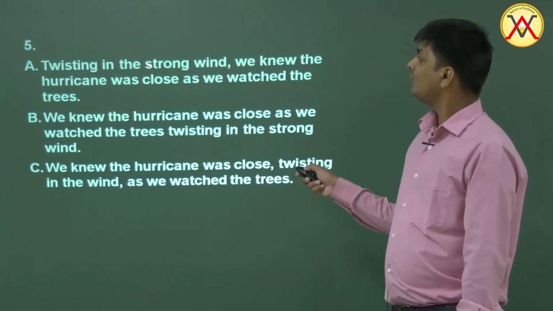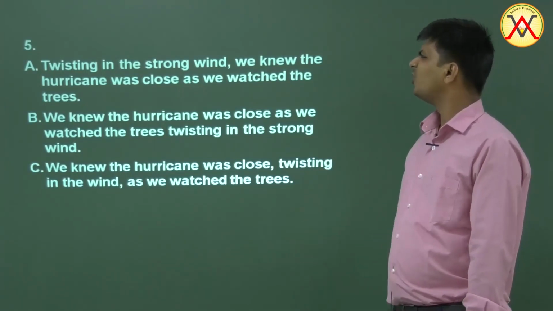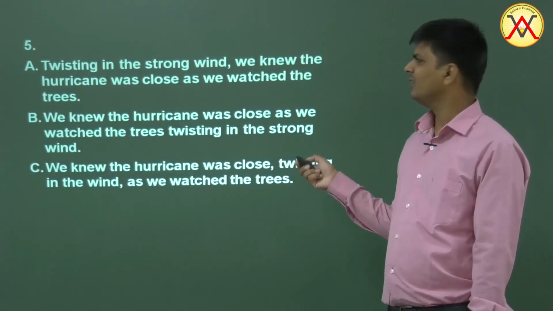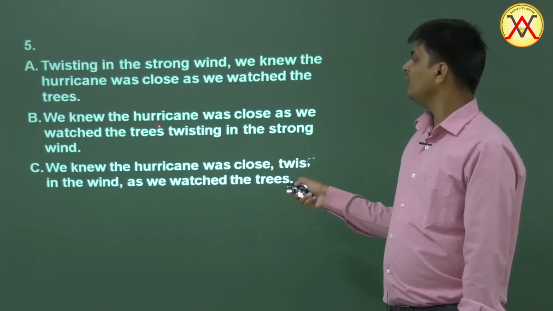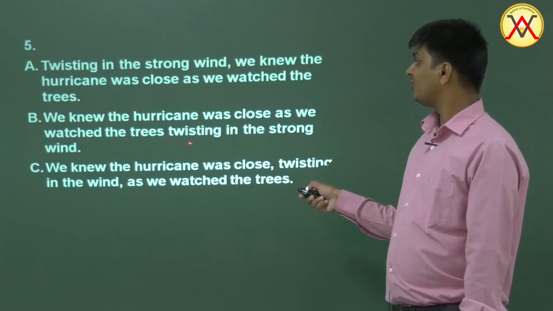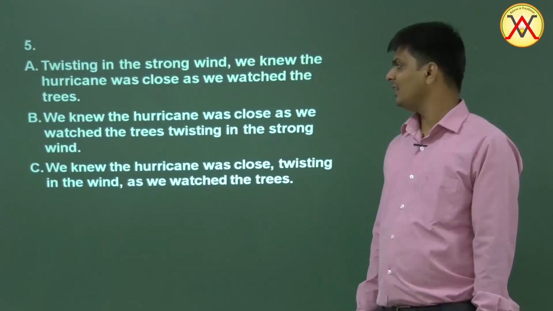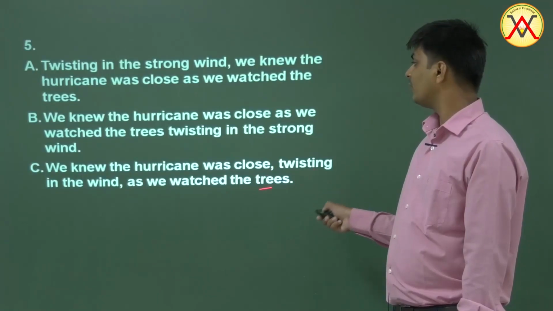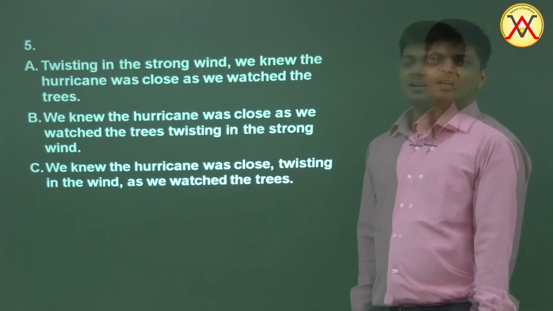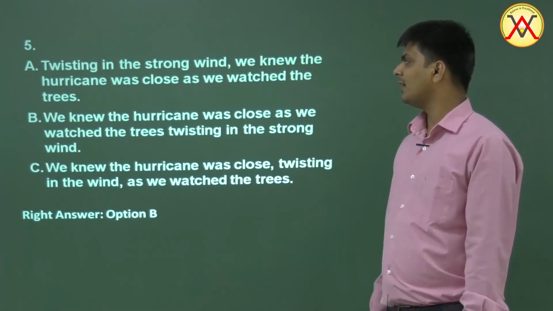The next one. "Twisting in the strong wind, we knew the hurricane was close as we watched the trees." Twisting in the strong wind. Well, who's twisting here? We? We're not twisting. It's wrong. Again, "We knew the hurricane was close as we watched the trees twisting in the strong wind." Trees can be twisting. It seems to be right. However, let's check the third one. "We knew the hurricane was close, twisting in the wind as we watched the trees." Well, here it seems that the hurricane was twisting. It's the trees that are being twisted. So, option B would be the right option.